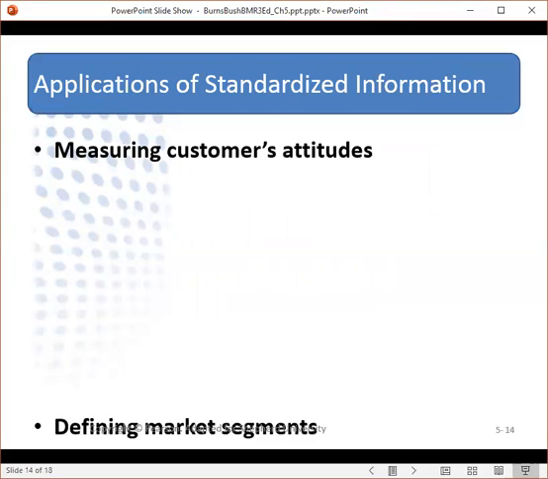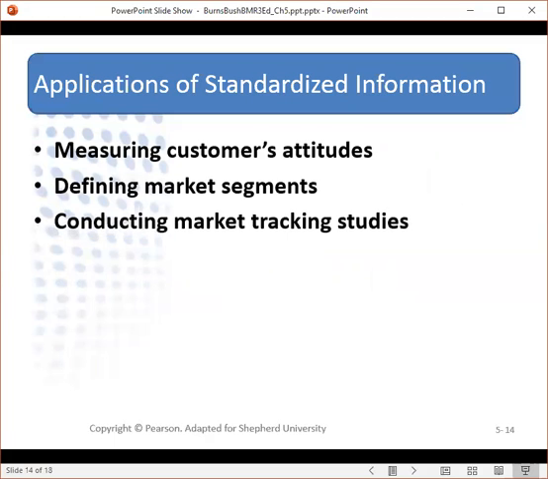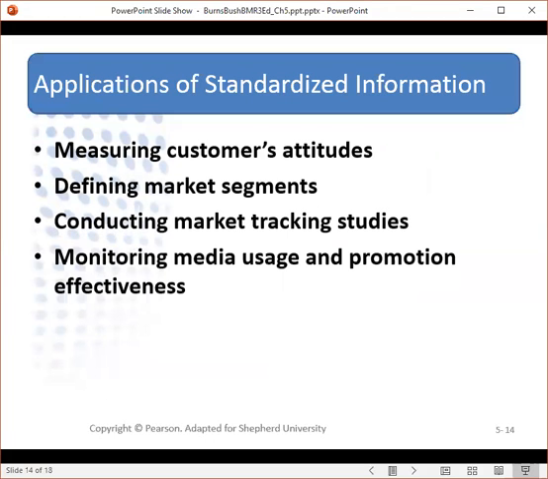So application of standardized information, we can use it to measure consumers' or customers' attitudes, define market segments, conduct market tracking studies, and look at media usage and the effectiveness of our promotions.